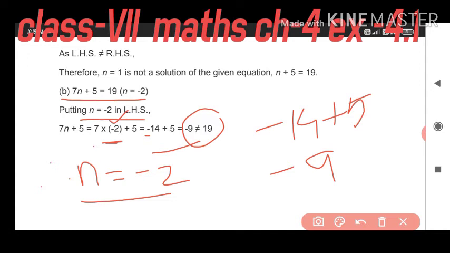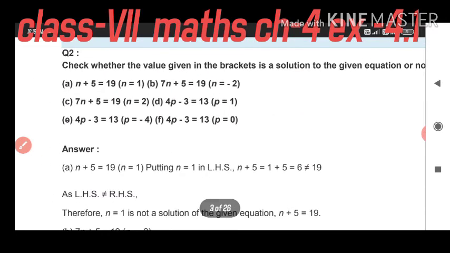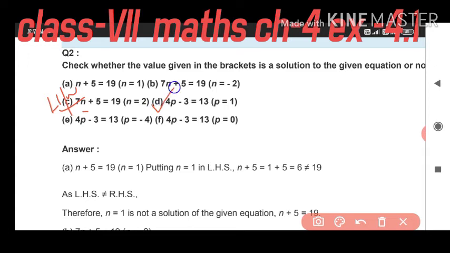Okay, now the next question. Question number C is your homework. You will do this question as homework. In place of n, what is given here? 2. You will put 2 and solve whether it is equal to 19 or not. If the left hand side is equal to the right hand side, then you will write yes, this given value is the solution of this equation. Now D I will solve: 4p minus 3 equal to 13. Now what is the p value? P value is 1. P equal to 1.